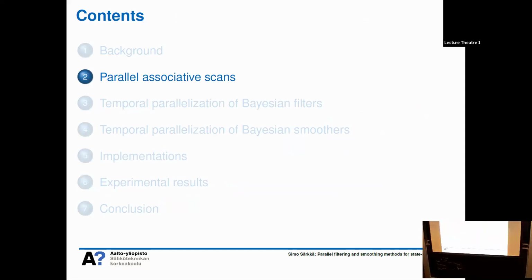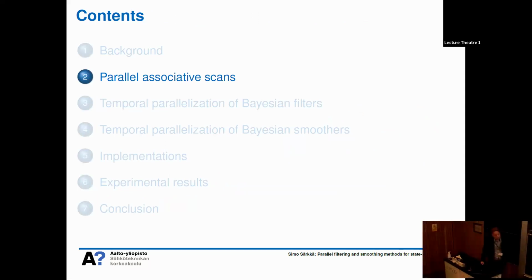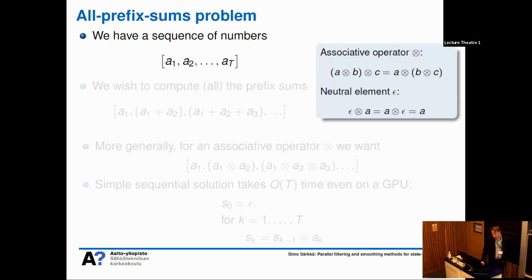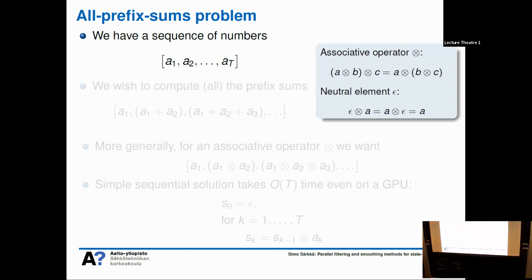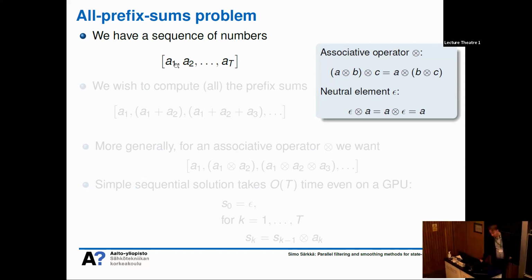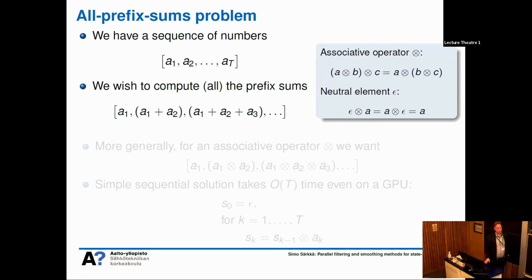So the basis is in parallel associative scans. Let's think about a quite simple problem of computing something called all prefix sums for a sequence of numbers. All prefix sum just means cumulative sum, just a fancy name for it. So we want to compute these prefix sums, or cumulative sums, for this vector. But the key thing we can do right away is think about prefix sums, or cumulative sums, of a generic associative operator.